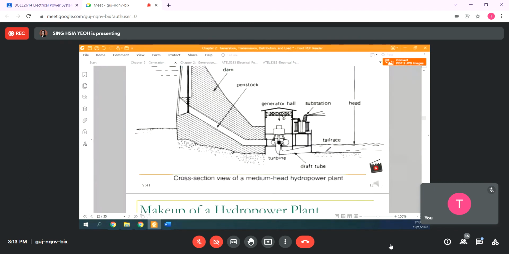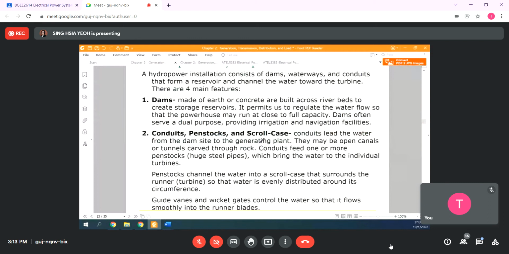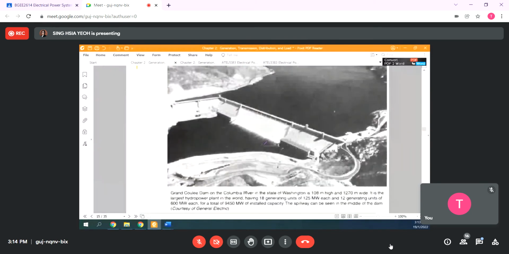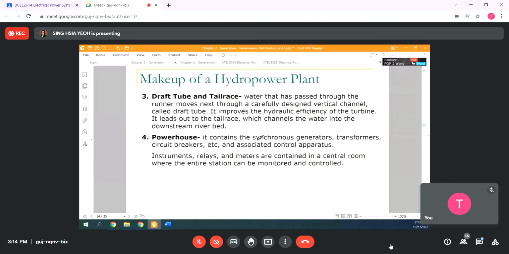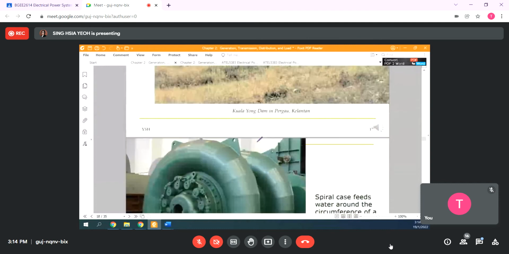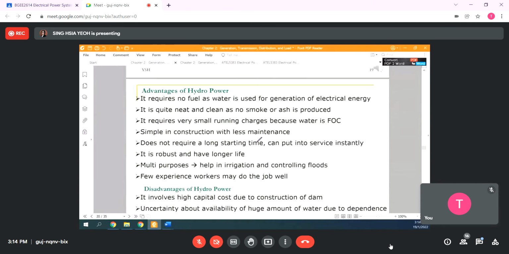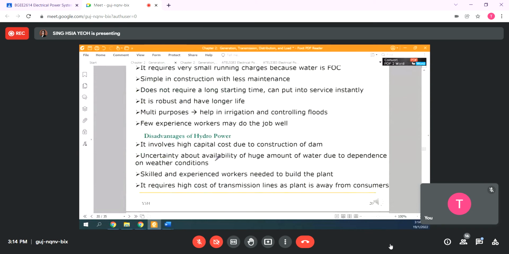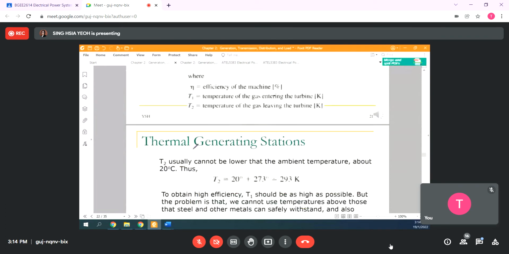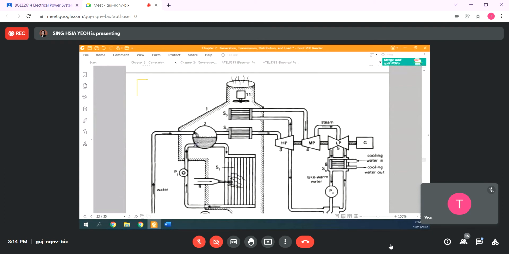Then the makeup of a hydropower station is for your info only. Roughly you have a powerhouse, those things. You can watch from the recorded video and the extra reading material. Then the advantages and disadvantages of hydropower will sometimes be in your exam or test.